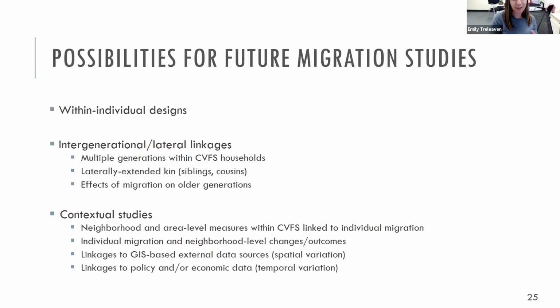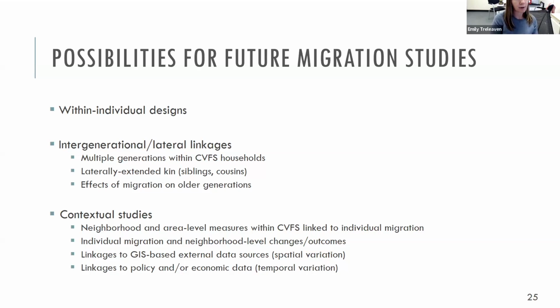So that was a very long list of prior and ongoing migration studies, but there are still many, many other possibilities using the wide breadth of CVFS measures. So within individuals, we now have a longer observation time now that the CVFS is nearing its 30th anniversary. So analysts could look at longer term outcomes using a life course perspective. It would also be possible to compare outcomes across cohorts and thinking about age period cohort designs, looking at relationships between migration and education, health outcomes, fertility, family formation, and other measures collected in the CVFS.